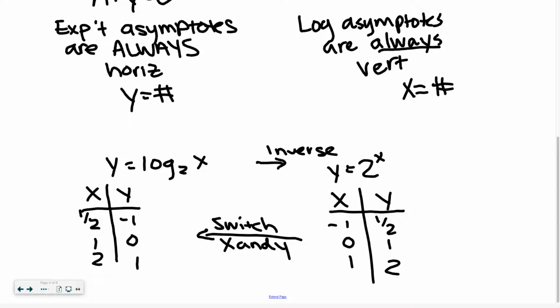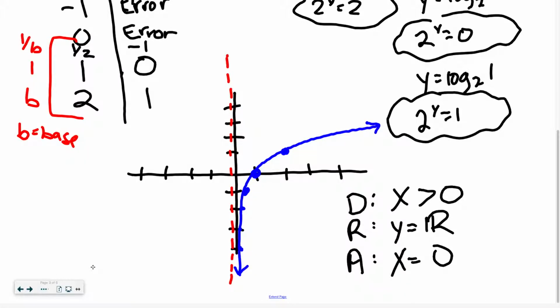Okay. And just on a side note, I'm going to go back to my previous slide. Look at that table of values, negative 1, 1/2, 0, 1, 1, 2 for the exponential function. If I go back to my graph of my log, and I graph y equals 2 to the x, which is its inverse, so switch x and y, that's going to be negative 1, 1/2, 0, 1, 1, 2. And remember, it has a horizontal asymptote.